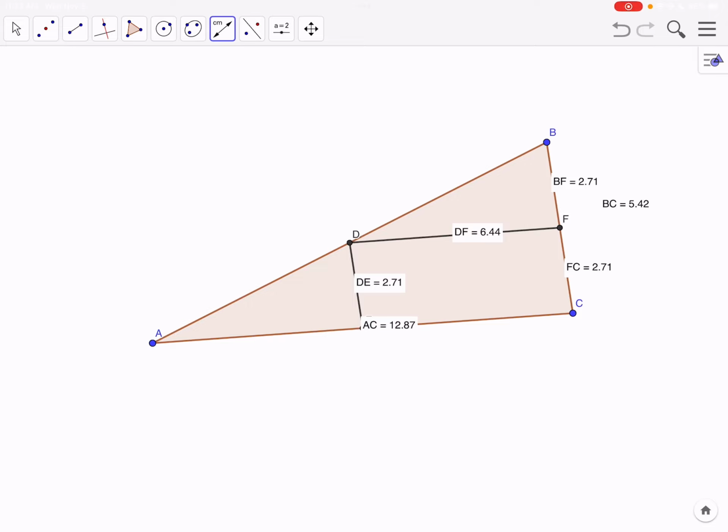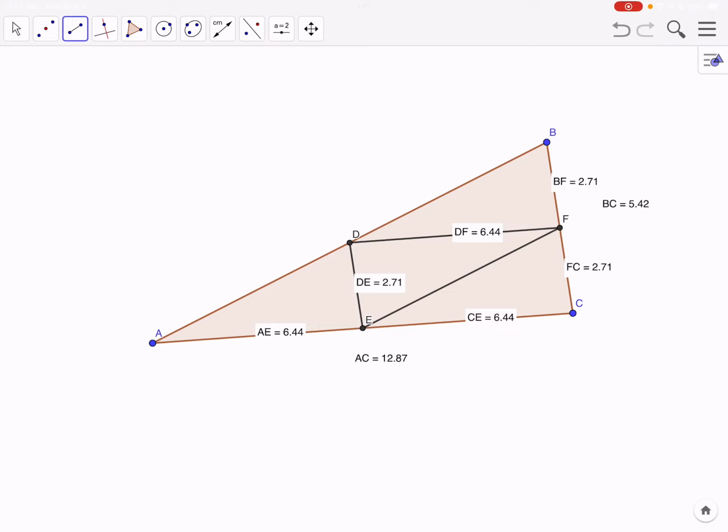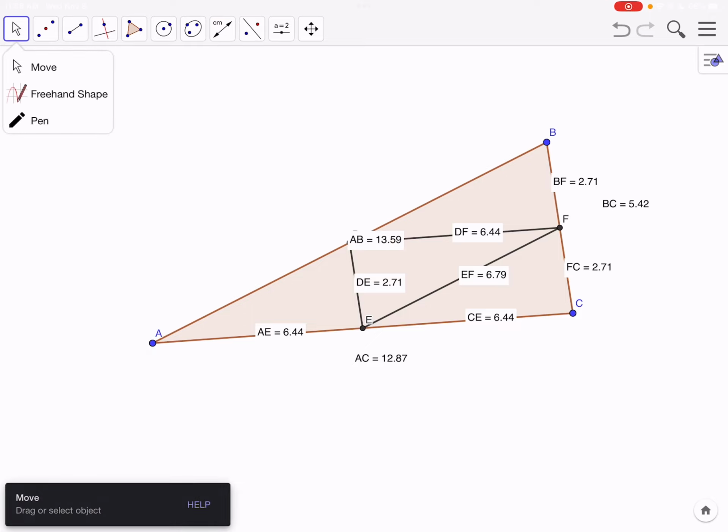Now this program rounds a little bit, so it's 6.44 and 12.87. That's because it's rounding to the nearest hundredth, but I can assure you it's exactly half. So it's a rounding issue is why it doesn't look like it's half, but it's exactly half. And then if I connect the last mid-segment, E to F, same situation, E to F would be exactly half of A to B. And that checks out pretty nicely.